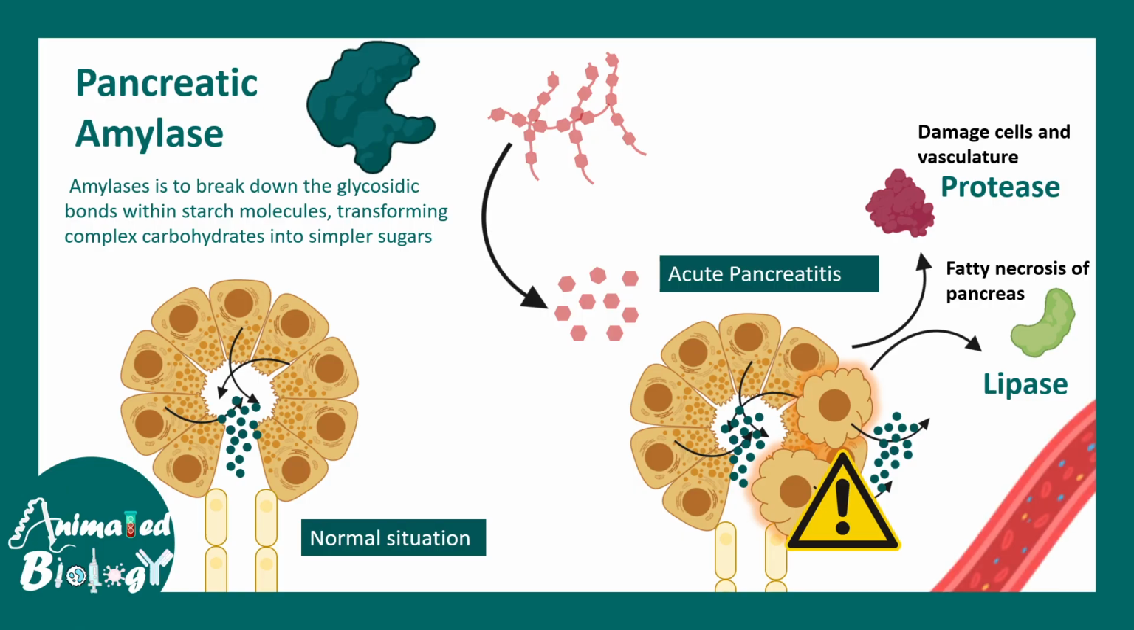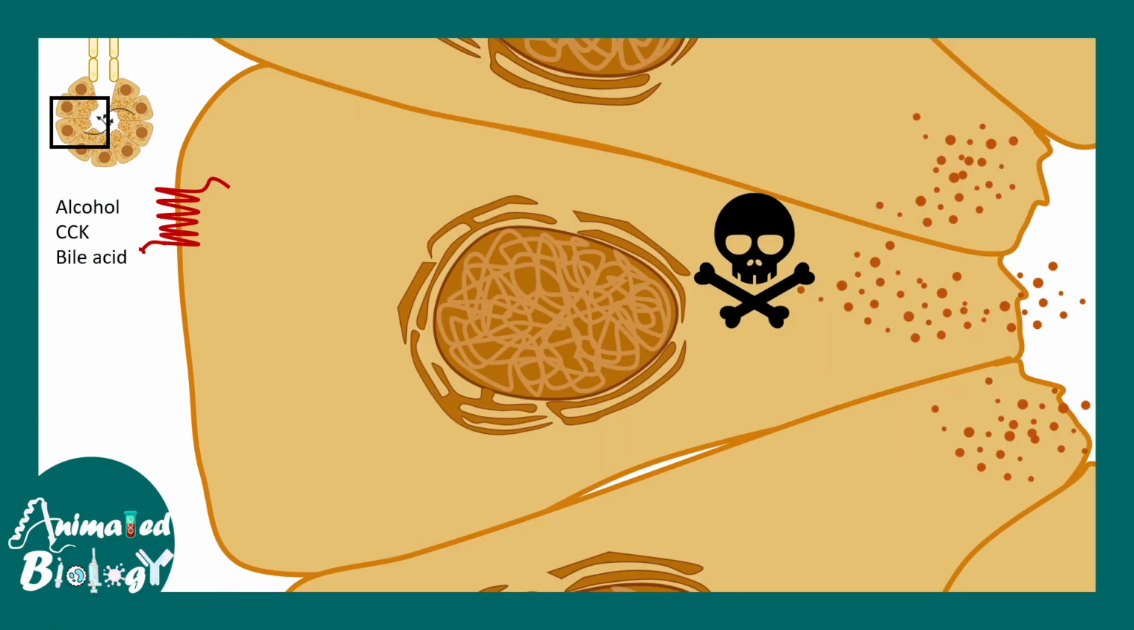So let us zoom into the acinar cell to understand what happens. But before that, at this point of time, it's quite clear that leakage of amylase into the blood is one of the hallmark signatures in acute pancreatitis.